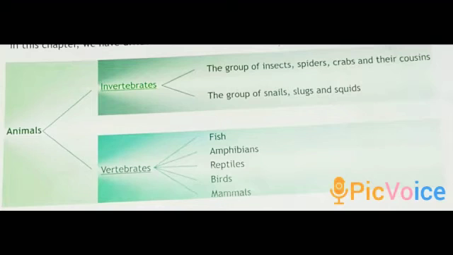Children, in this chapter we divided the animals into invertebrates and vertebrates. The invertebrates are again divided into two: the group of insects, spiders, crabs and their cousins, and the group of snails, slugs and squids. The vertebrates are divided into fish, amphibians, reptiles, birds and mammals. Children, you will learn more about the animal kingdom in your higher classes.